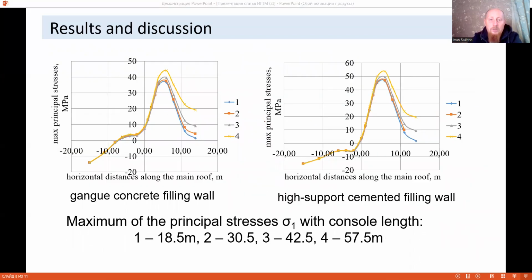Slide 8 shows that an increase in the length of the main roof console leads to an increase in stresses in the main roof, which is generally logical. The maximum influence of the console length on the principal stresses is observed in the section between points 6 and 15 along line 1 that you saw on the previous slide. That is above the entry and the filling wall, where the maximum stresses are formed. This influence naturally goes in the direction from the entry to the gob.